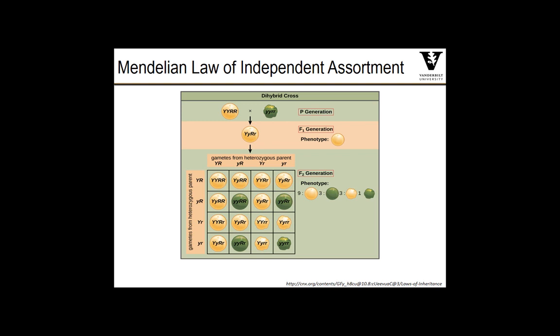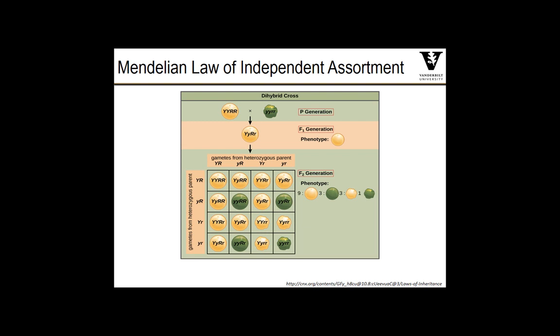Now, if these things were traveling together, the ratio that you would expect is actually the same as the ratio of what we just saw. But if these two features, the roundness and the color, are being transferred independently, if they're being sorted independently, then the ratio that you would expect is a 9:3:3:1 ratio. And this is the Punnett square for that, which I'm not going to walk through every cell of. But it turns out when you actually do this experiment, this is the ratio you get, not a 3-to-1.